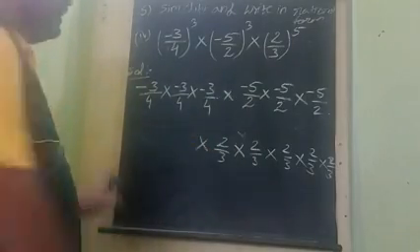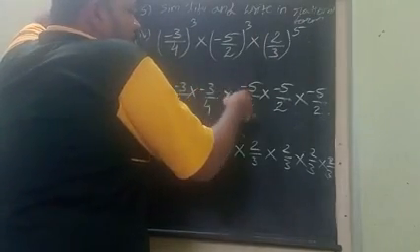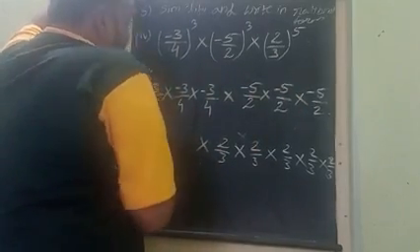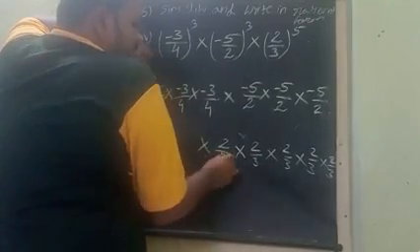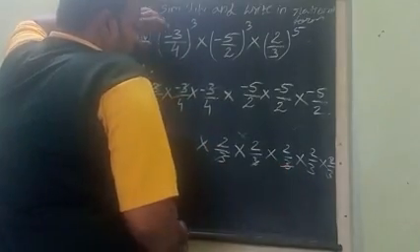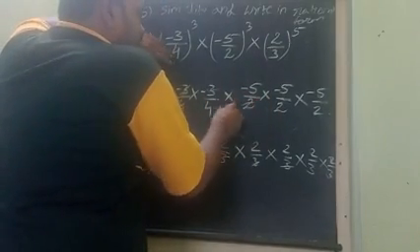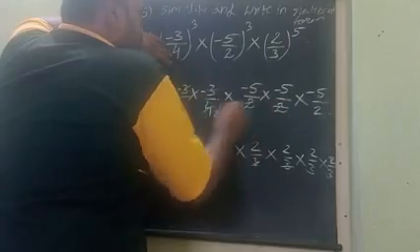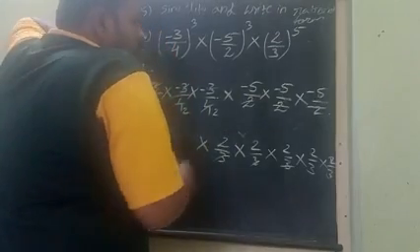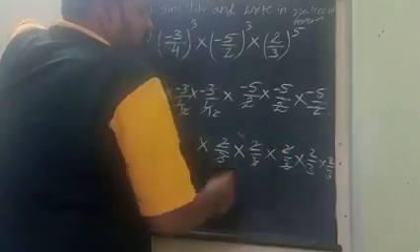Now coming to the sign: minus into minus is plus, plus into minus is minus. Counting the minuses: 1, 2, 3, 4, 5, 6. So 6 minuses means it is a plus. Cancellation of 3: 3, 3, 3, 3, 3, 3. Again, the 5 is not cancelling, and 2 table: 2 4 times, 2 2 times, 2 2 times, 2 2 times. Again cancellation of 2.